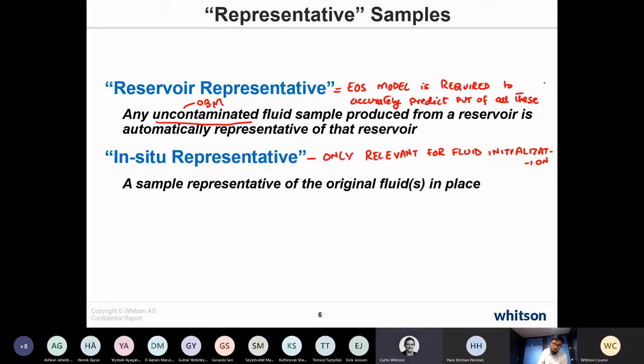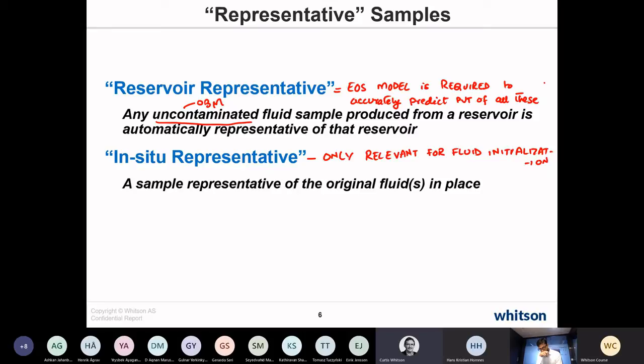So those kind of samples can be collected day 1, day 10, day 365, or whenever. And they should all be used in developing this equation of state model, assuming that their PVT measurements are accurate. So this is not taught in textbooks. This is not taught in most PVT courses, but to us, it's very fundamental.